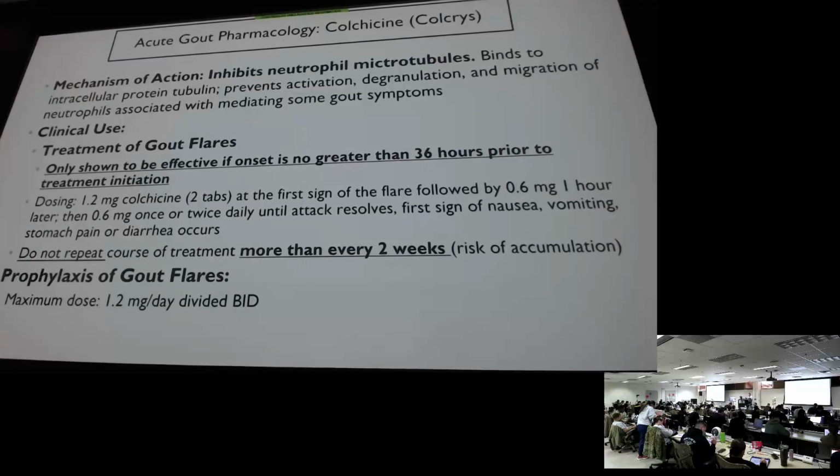You stop it if patients start getting those GI side effects, right? The nausea, vomiting, or severe stomach pain. Do not repeat the colchicine course more than every 2 weeks because it can accumulate. And then, as I said, for prophylaxis, when you're going to start urate lowering therapy, it's a maximum dose of 1.2 milligrams. I'm not going to ask you that, but we'll just say for all of the prophylaxis treatments, when you're going to start ULT, it's low dose, either NSAIDs, colchicine, or steroids.